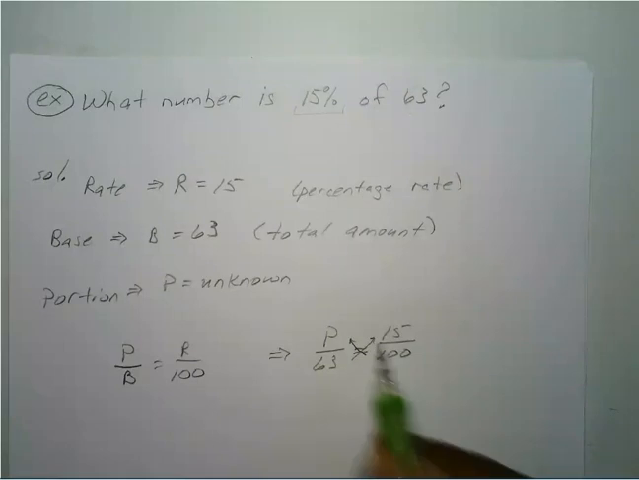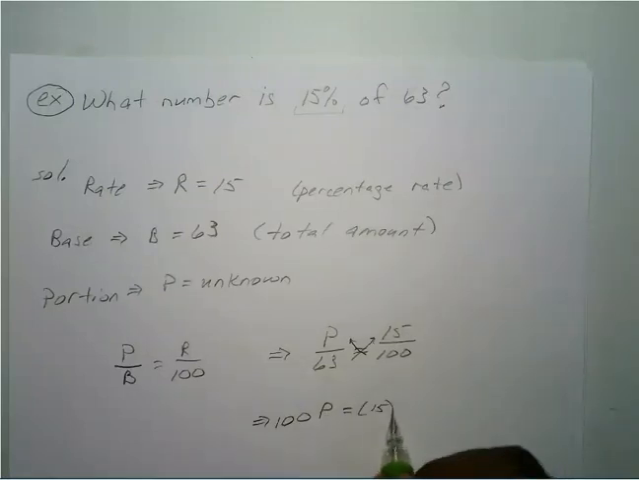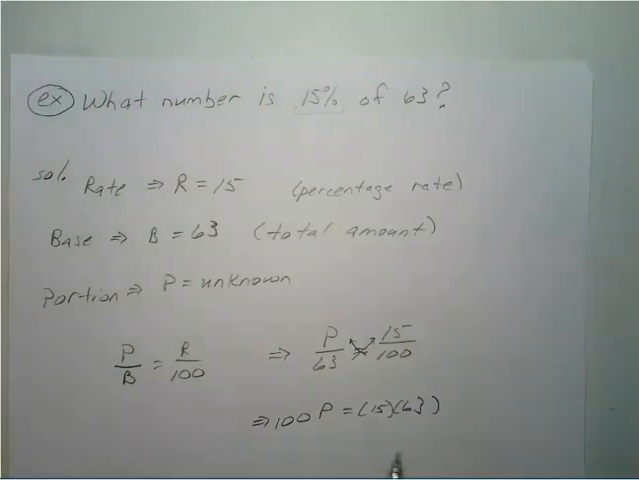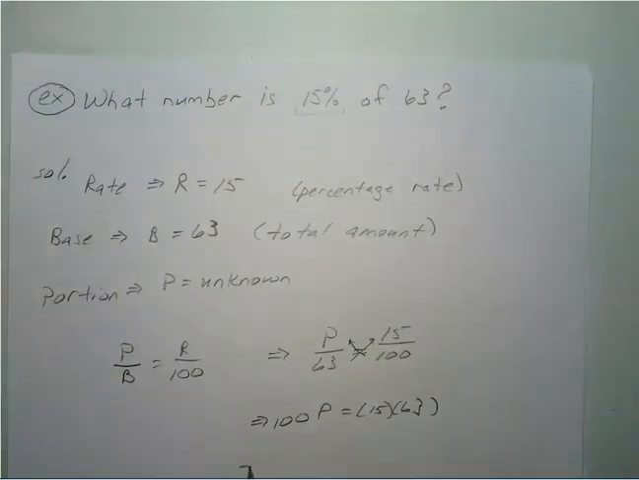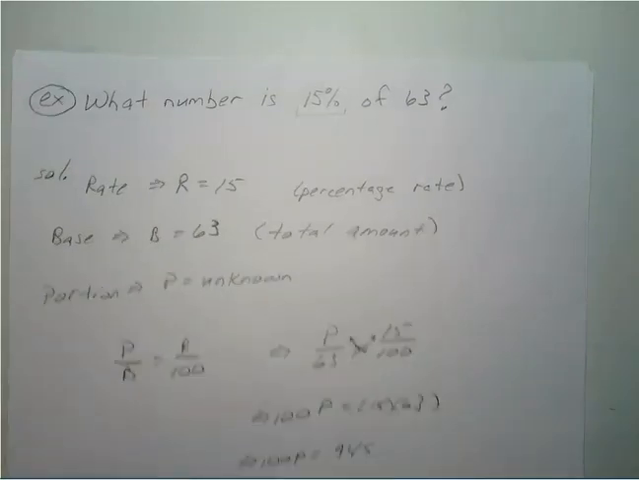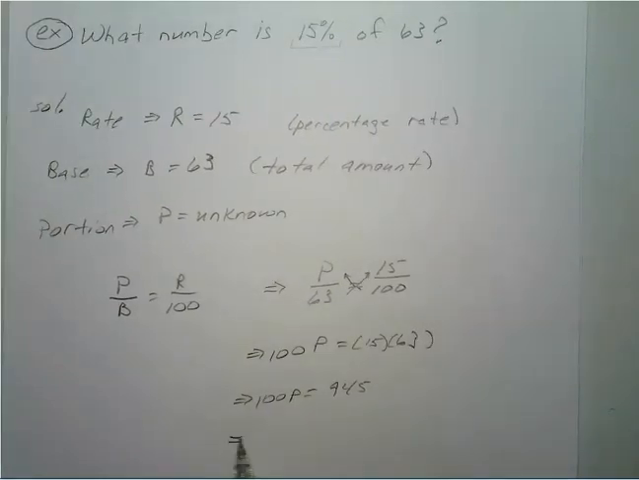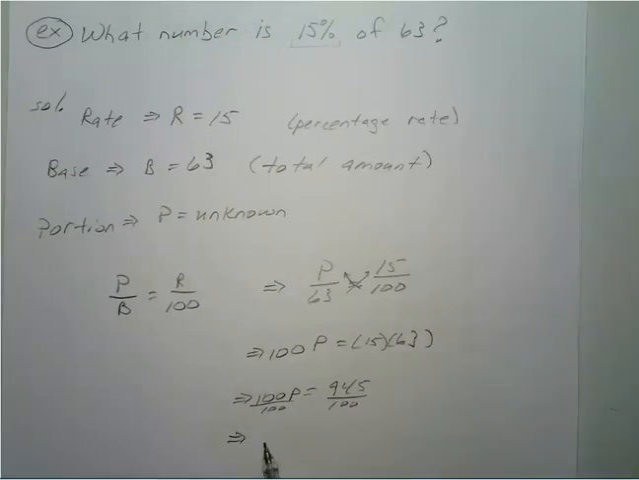Now we just cross multiply to solve for our unknown portion. So we have 100 times P equals 15 times 63. 15 times 63 is 945. So we have 100P equals 945. We divide both sides by 100 to isolate our unknown variable. So we know that our P is equal to 9.45.